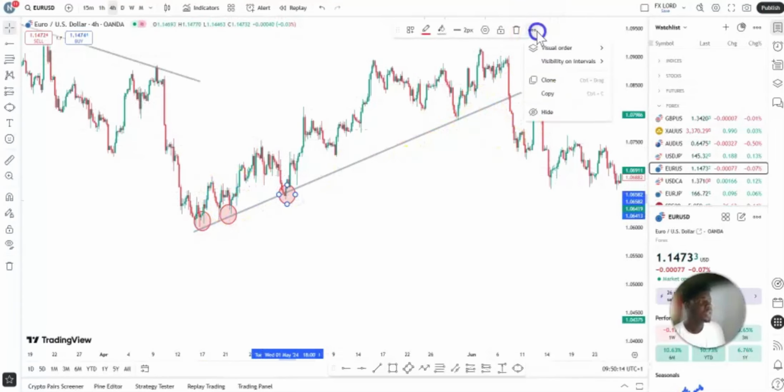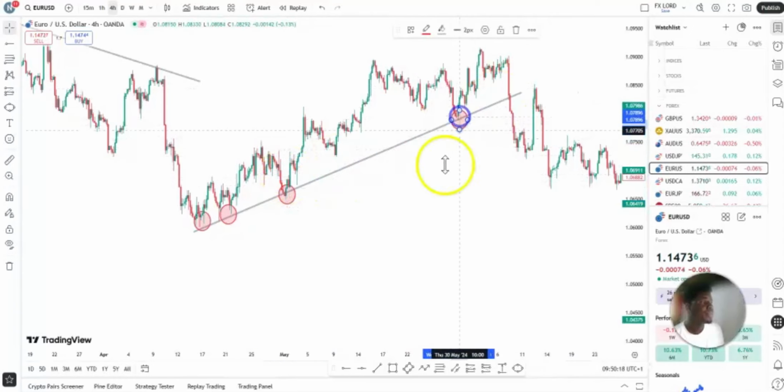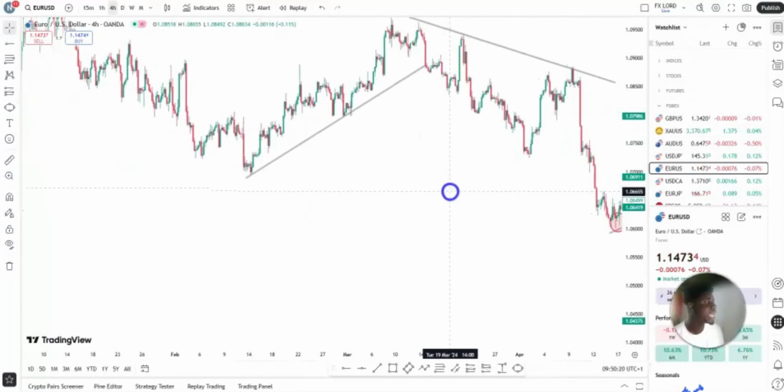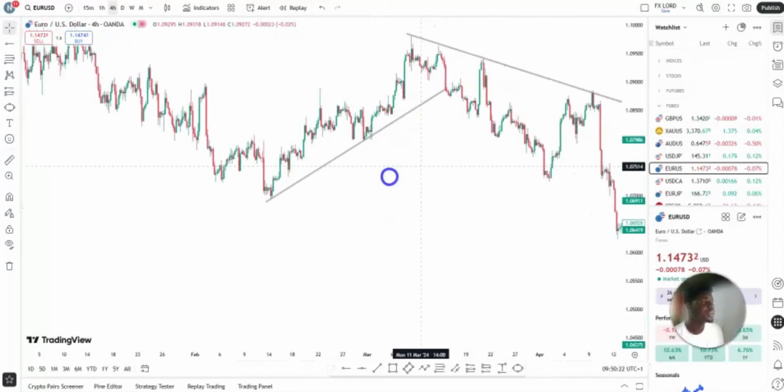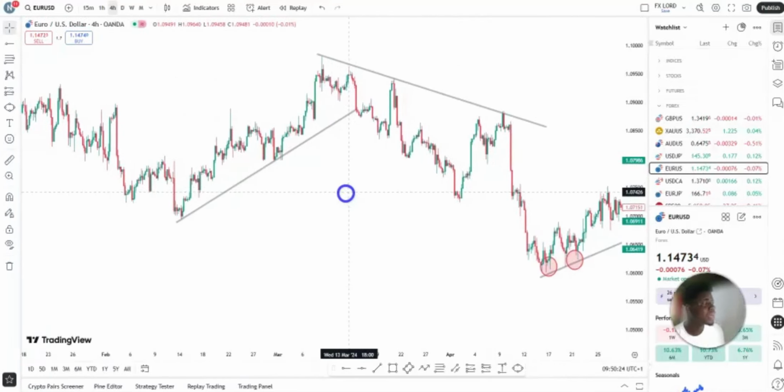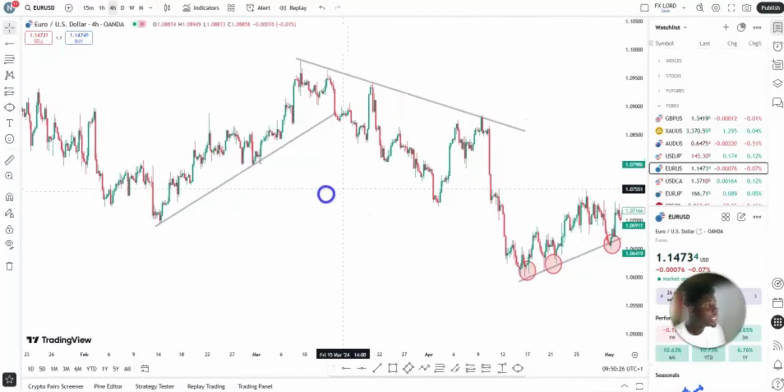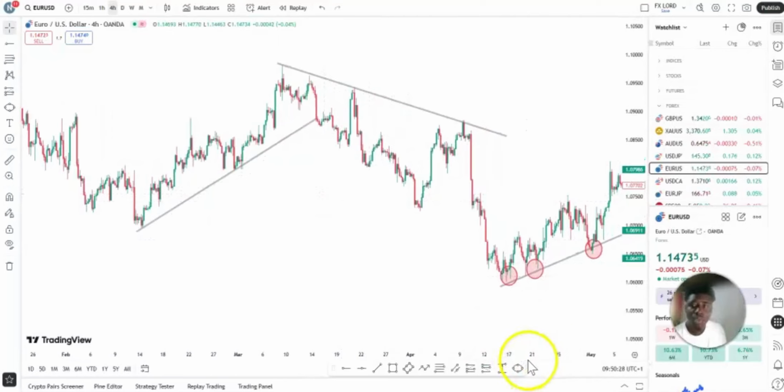So every time the market gets into the trend line, you want to buy. You can see a lot of this. This is what I was explaining: on a downtrend, when the market is trending downward, you want to sell.